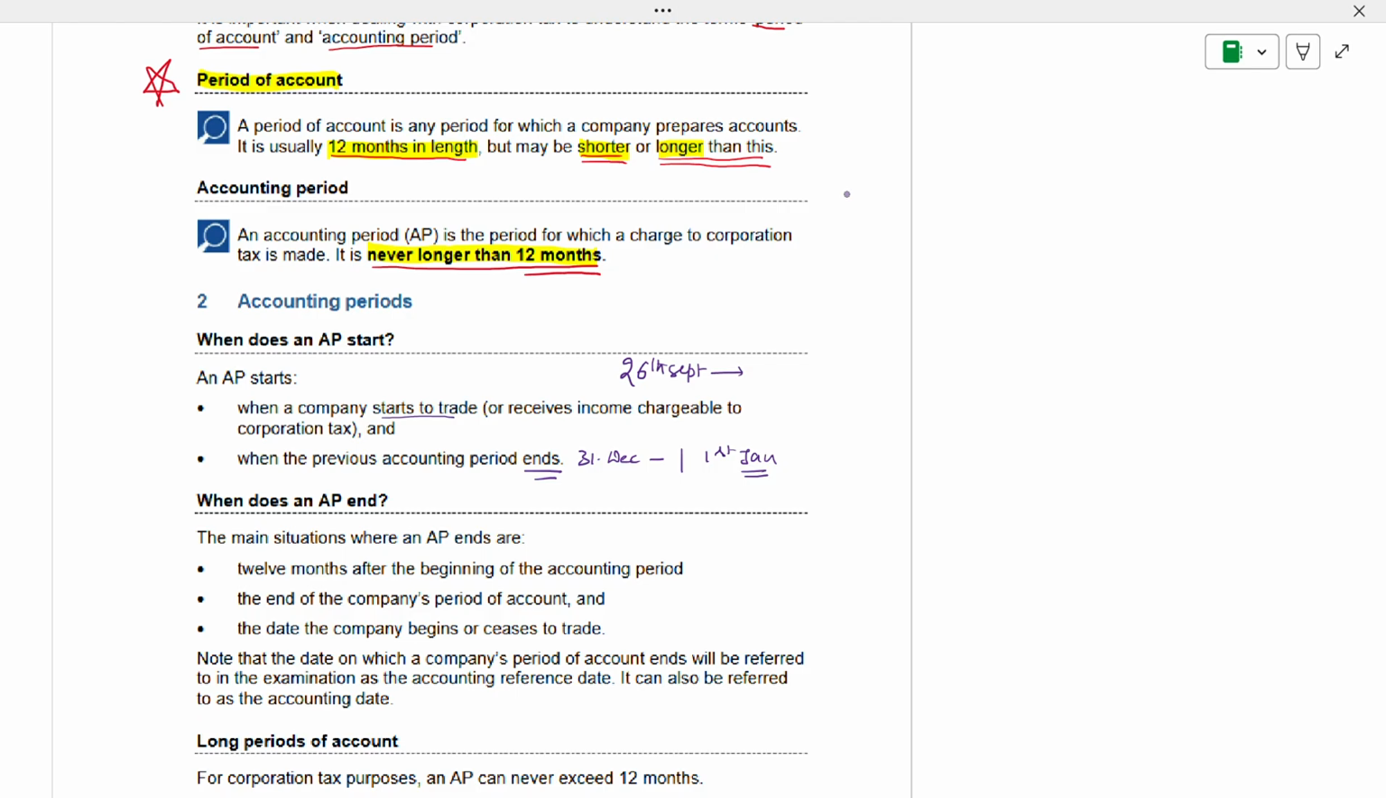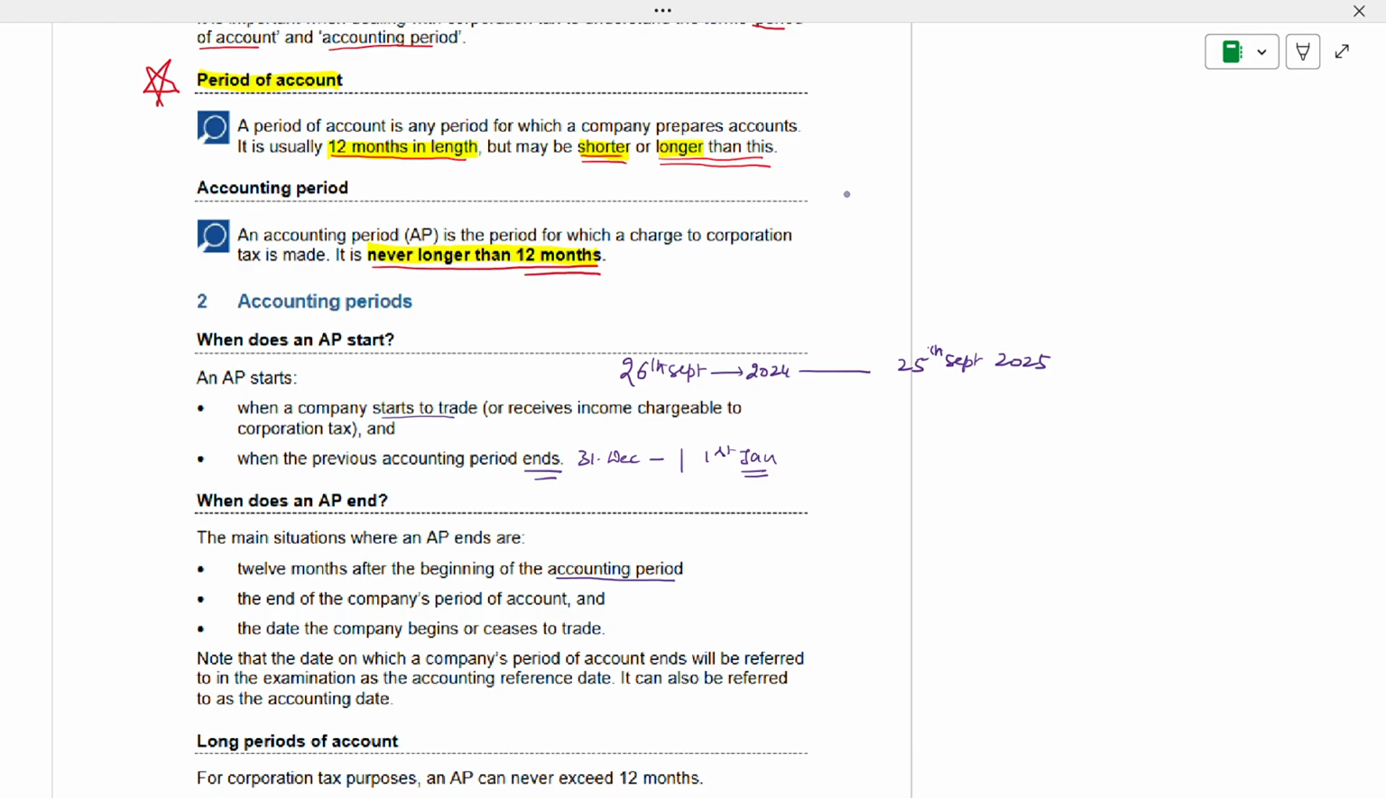The main situation: when does an AP end? 12 months after the beginning of the accounting period. Now, you cannot say that I started on 26 September 2024 and I will close on 25th of September 2025. You cannot do like this. You have to close at one point, and you have to start.